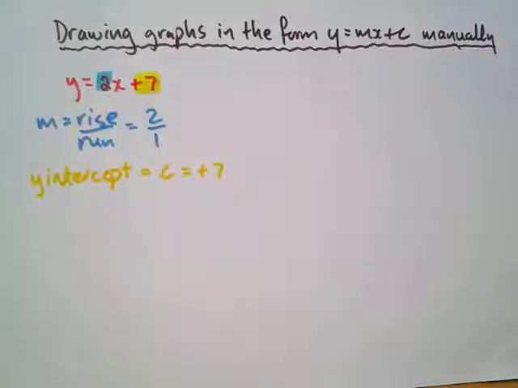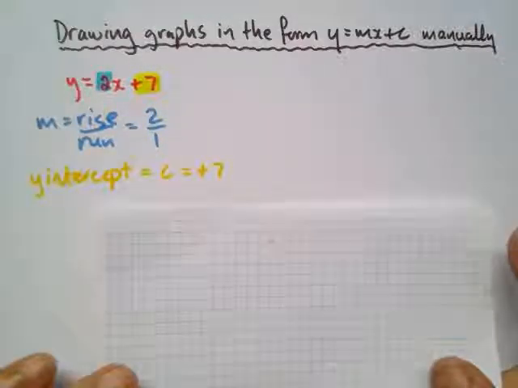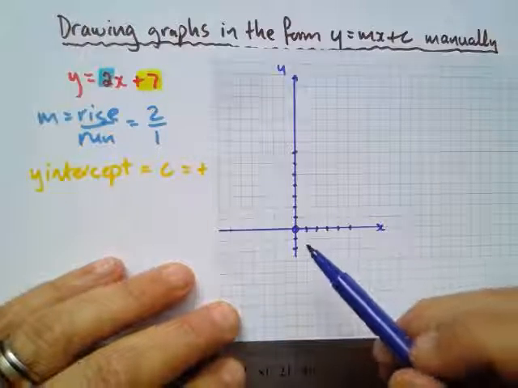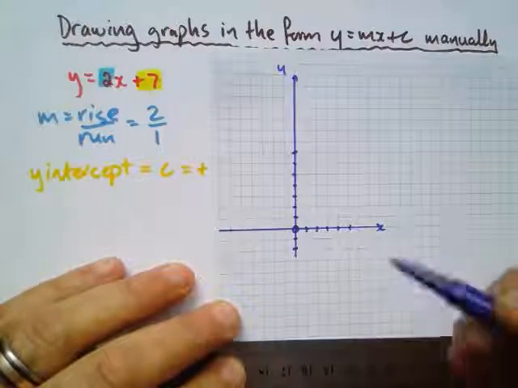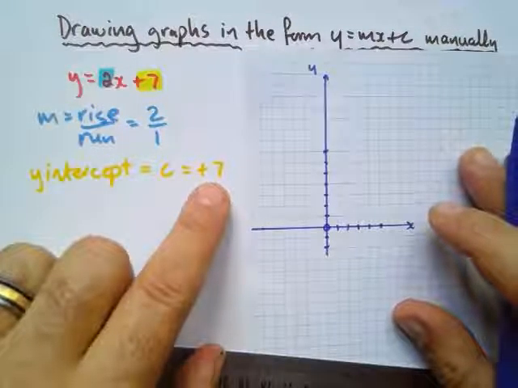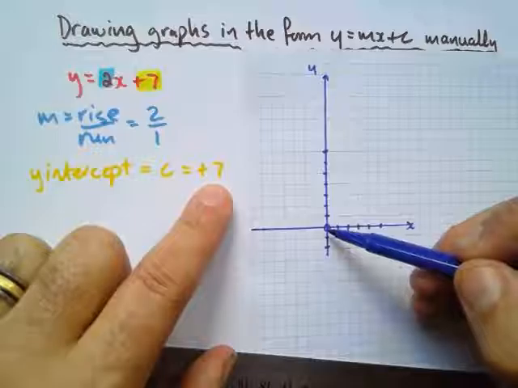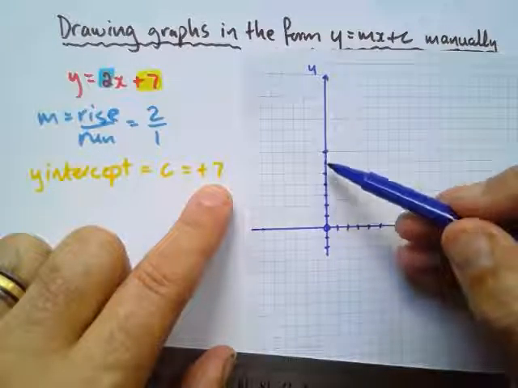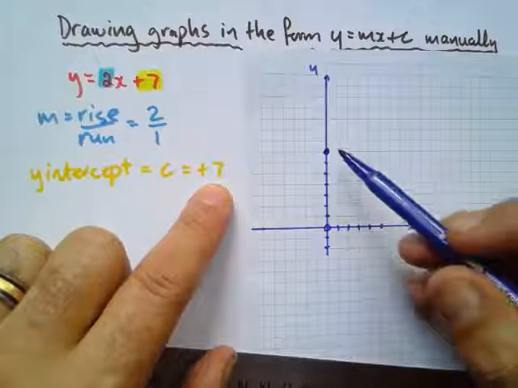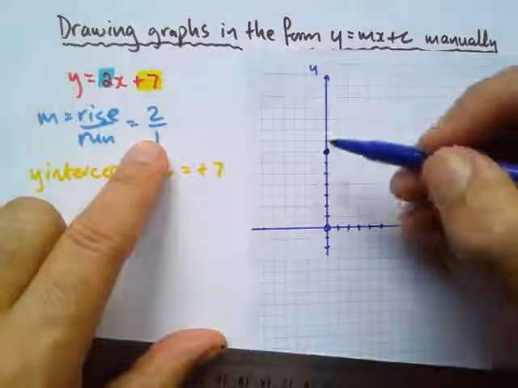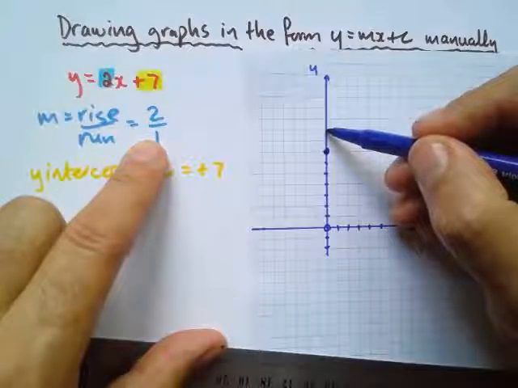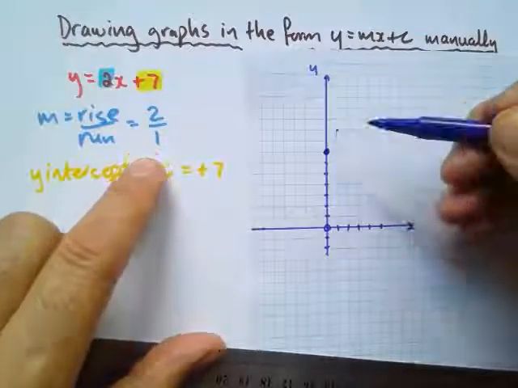So if I want to draw the graph of that, I'm going to do the following. I'm going to draw myself a set of axes, and then I'm going to go to my y-intercept. My y-intercept is at plus 7. So from there, 1, 2, 3, 4, 5, 6, 7. I know that that is my y-intercept. From here, I'm going to use my rise over my run. So I'm going to rise 1, 2, and now I'm going to run 1. So there's my graph.